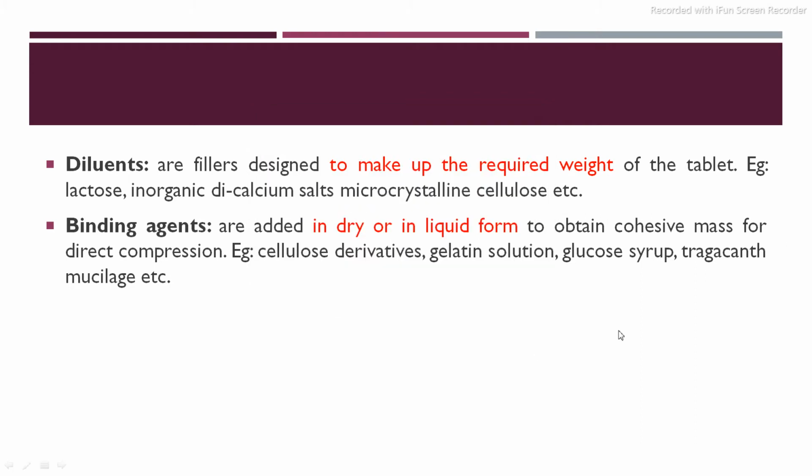So we have to add the binders. But what is the role of binder? Binder is used to mix the powders together. That is the role of binding agent. It is used to bind the particles with each other, or the aggregation of powder with each other. That is the role of binding agent. So without binding agent, tablet may not have the sufficient strength.